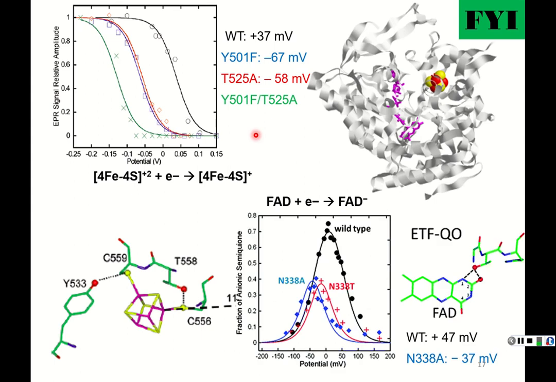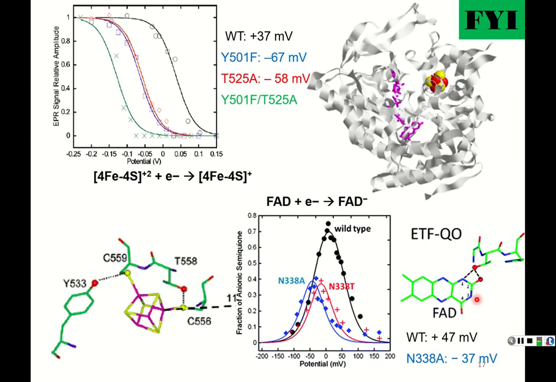Right? And we can do that as well to the FAD. The FAD has two steps though, a first electron and a second electron. Okay, but when we just take the midpoint of the two, when we add mutations, the wild type version of the enzyme is higher, and we have lowered it. We've made it harder for that cofactor to accept electrons. Right?